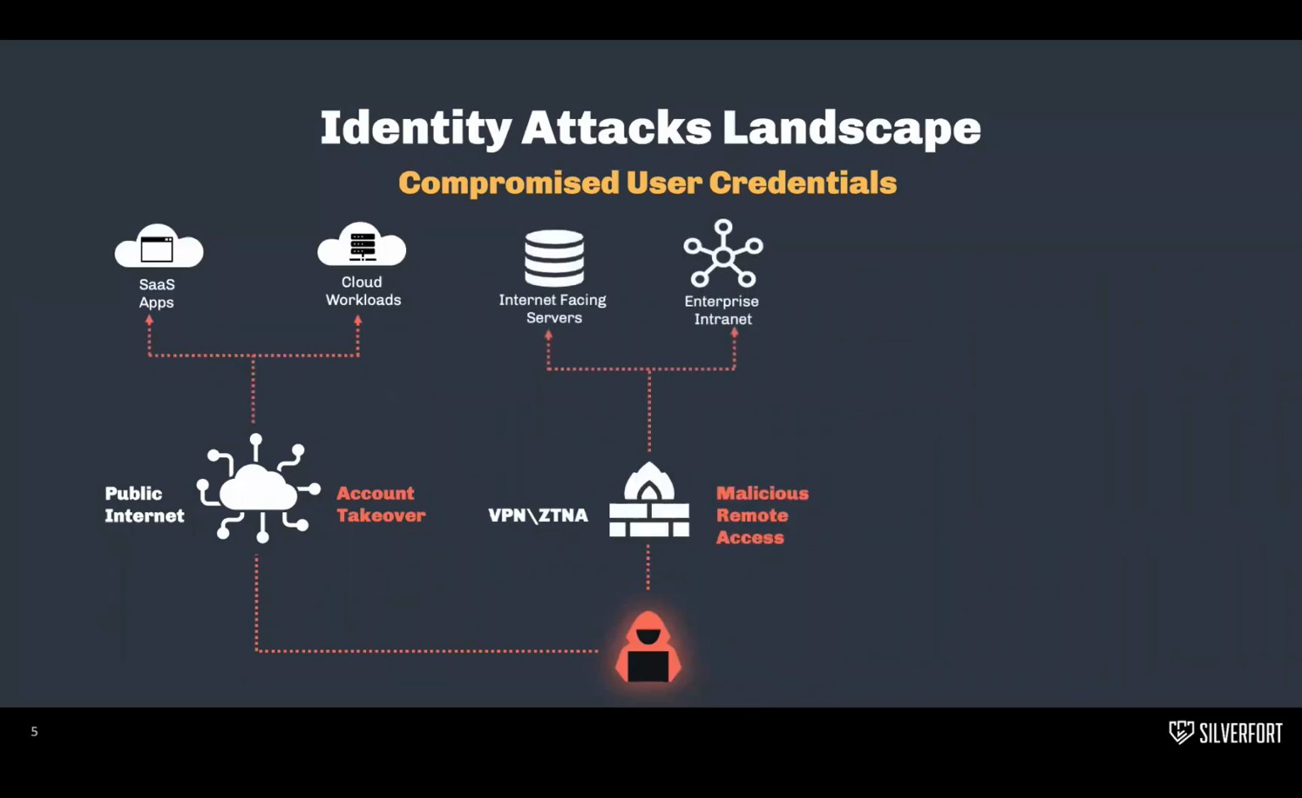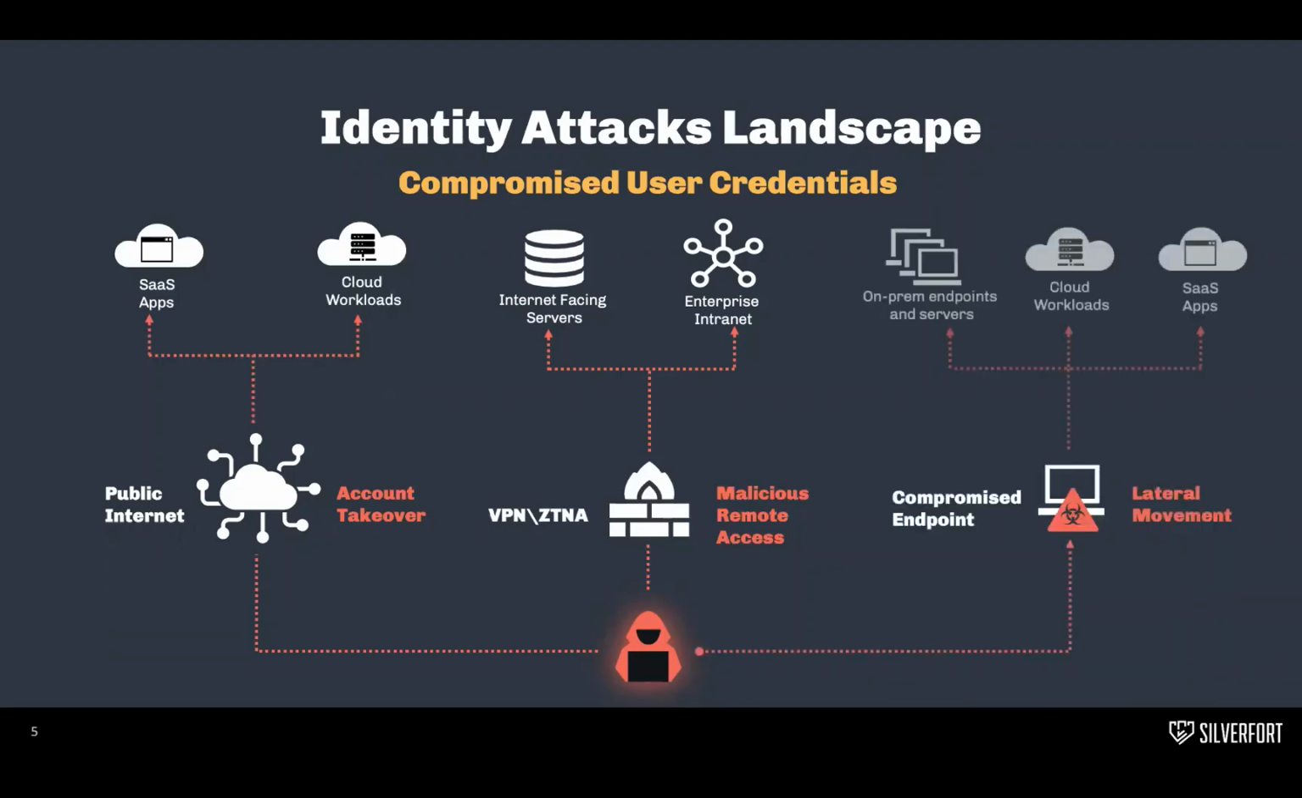enterprise intranet itself. The third group is lateral movement. And unlike malicious remote access or account takeover, lateral movement is not the initial access. It's not the initial compromise or the initial foothold of the attacker in your network. Rather, it's the second step. Following a compromise of an endpoint, workstation, or server, now the attacker seeks to expand, whether to on-prem endpoints and servers, or cloud workloads, or SaaS applications.